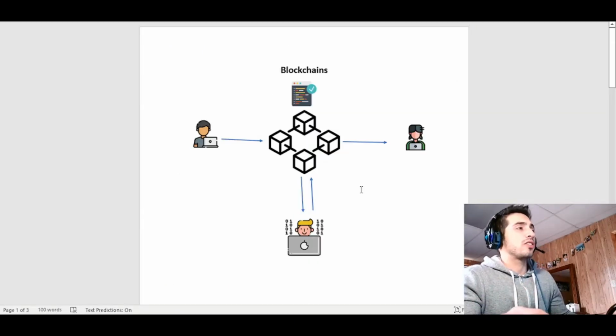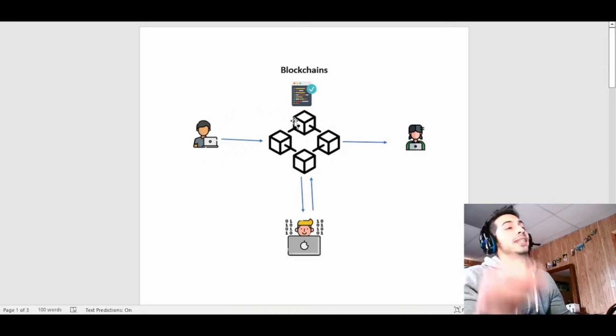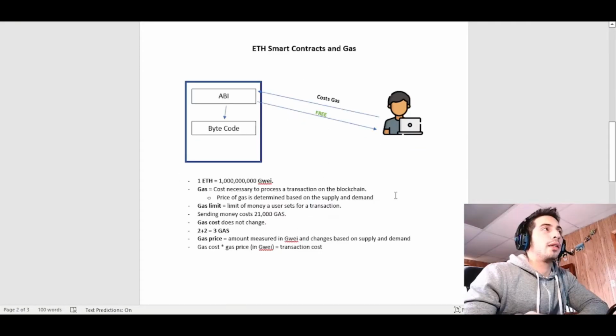Now, smart contracts are a bunch of code that live on the Ethereum blockchain, and they help you interact with what is called decentralized applications. The way a smart contract works is you interact with something called the ABI on the smart contract, and the ABI interacts with the bytecode. So just think about that as a bunch of code that lives on the Ethereum blockchain.